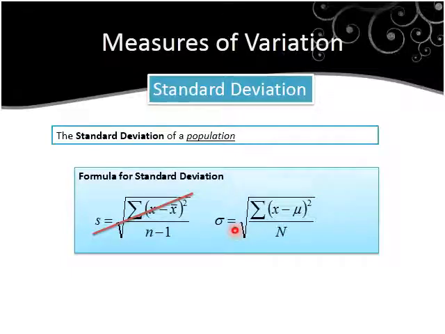The other minor differences are the symbols that we're using. We use this Greek letter sigma, and this is a lowercase sigma, to represent the standard deviation of a population, versus S that we use for a standard deviation of a sample that comes from a larger population. We'll use mu to represent the population mean, as opposed to x bar that we use to represent a sample mean. But otherwise, the formulas are the same.